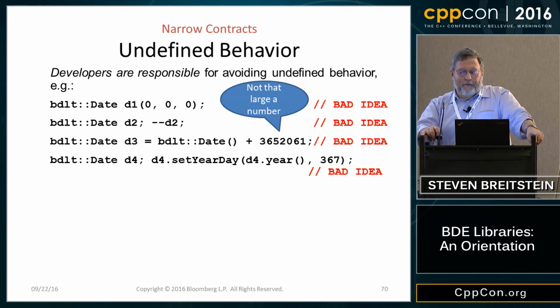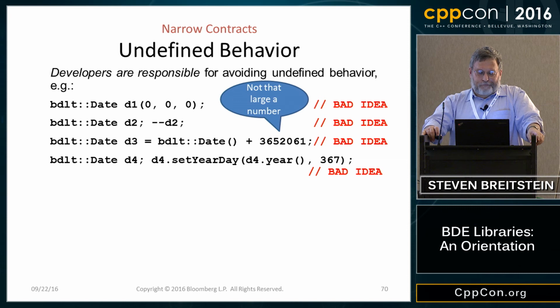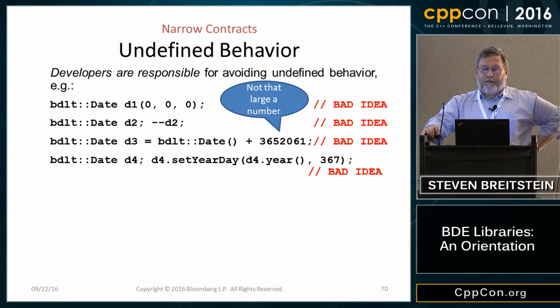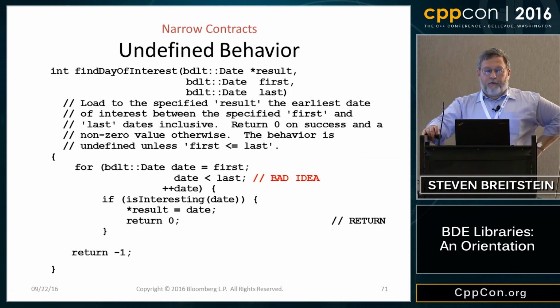It's not that large a number. If you have a function that is returning an int and then you're going to be adding it to a date, you want to be careful about that. And of course 367 is always bad. Okay, what's wrong with this guy?